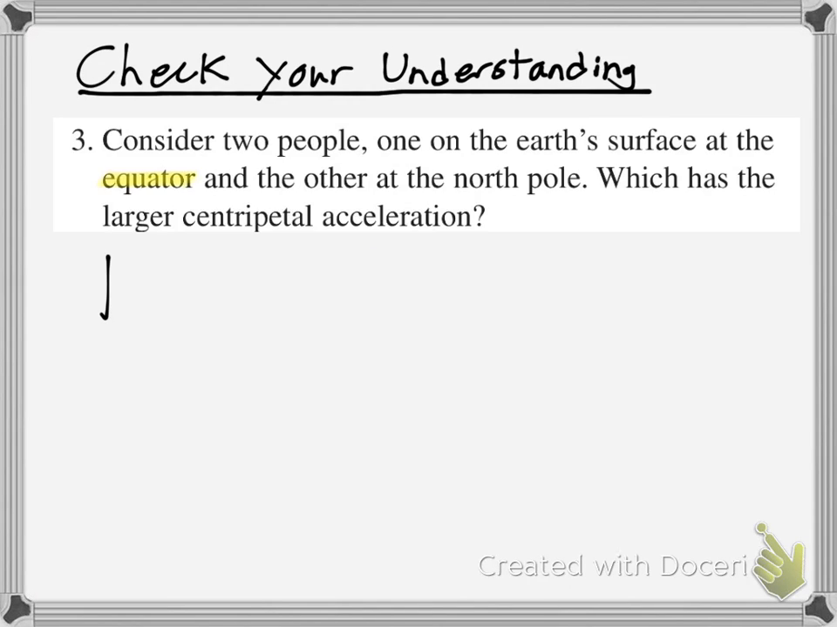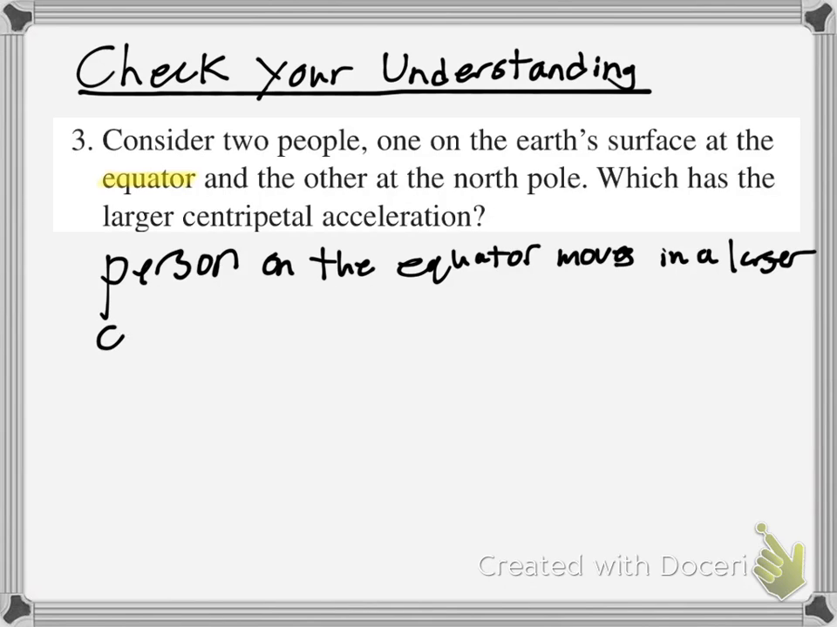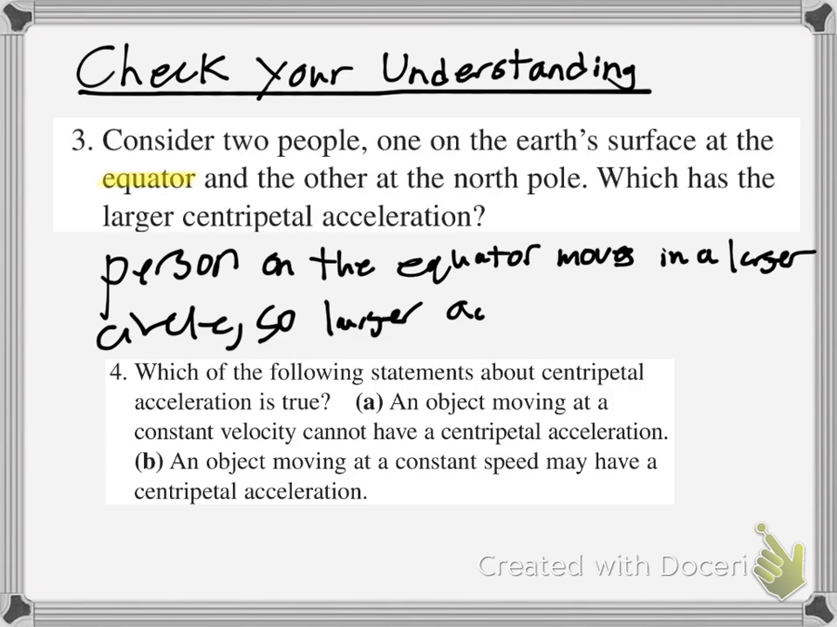Now a couple of check your understanding questions. Consider two people, one on Earth's surface at the equator and the other at the North Pole. Which has the larger centripetal acceleration? The correct answer that the book gives is the person on the equator because they move in a larger circle, so that means they have the larger centripetal acceleration.